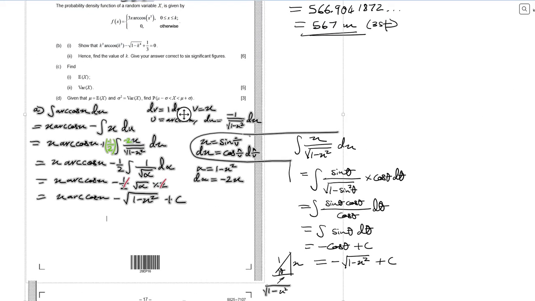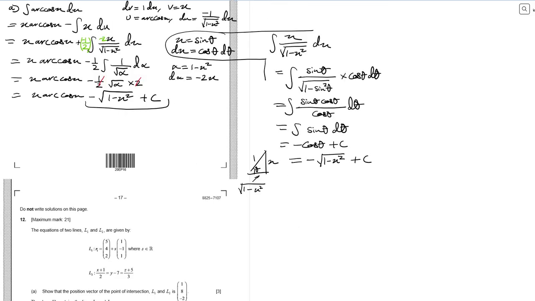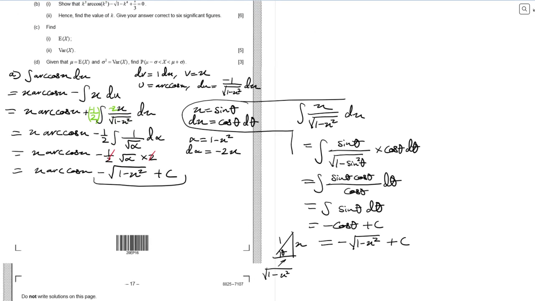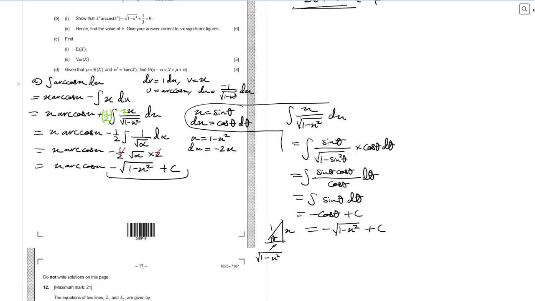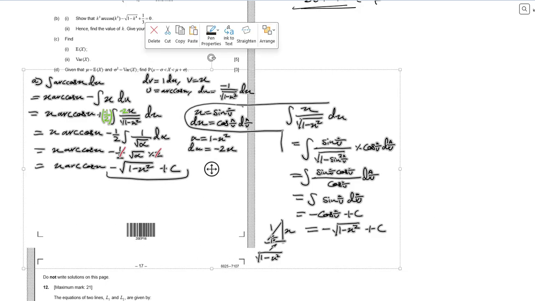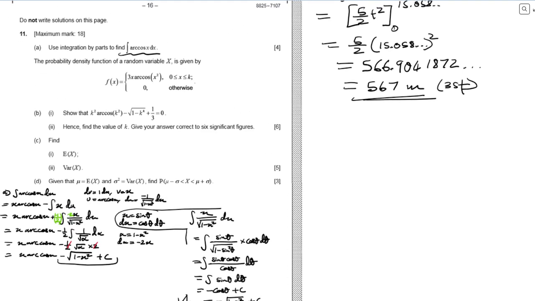Now I'm going to reduce the size so we have more space. Okay, something just happened. Okay. Now let me reduce the size. Okay, a bit slow. Now what we have is part B.